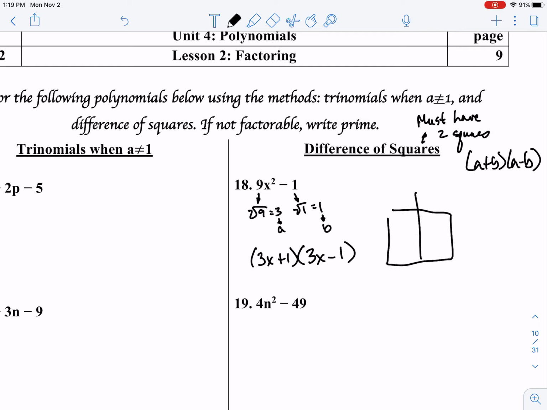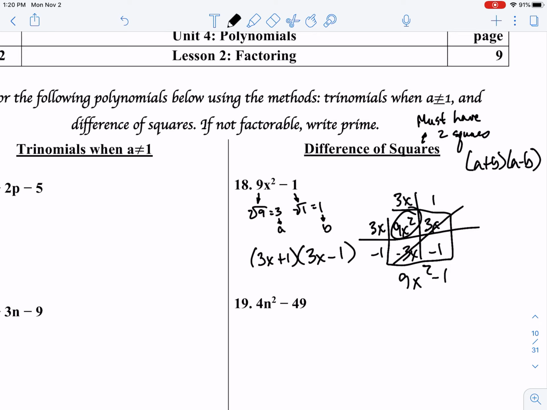And then if I come back to the box method, which we learned previously, you have 3x plus 1, 3x minus 1. Do your box method correctly, not like me. Combine like terms, those cancel. Left with 9x squared minus 1. Okay.